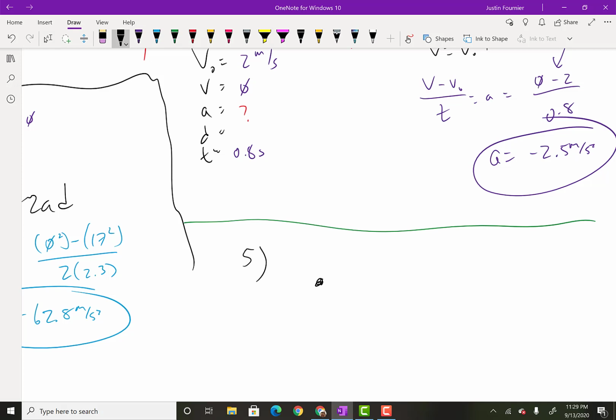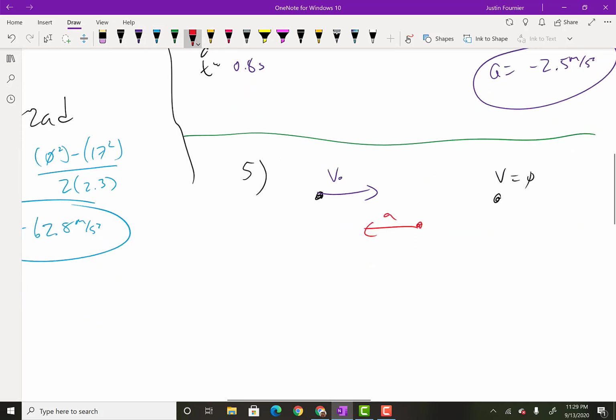So first the car moves like this, comes to a stop, so final velocity is 0. First the car is moving like this. Hey, wait a minute, that must mean the acceleration must be pointing this way. Let's do a VOVAT.